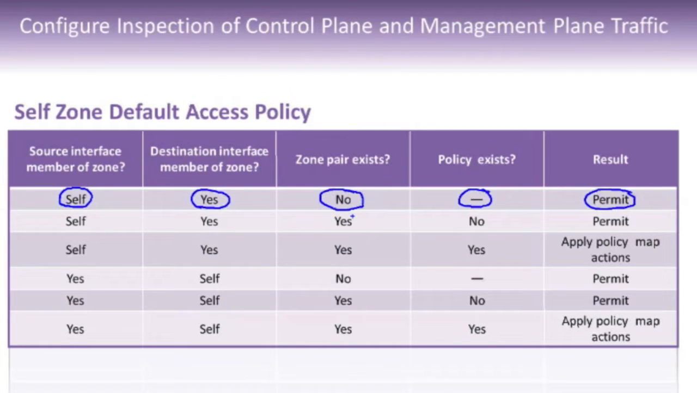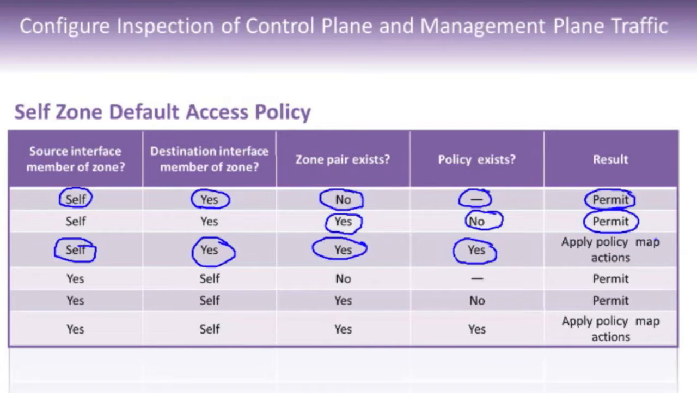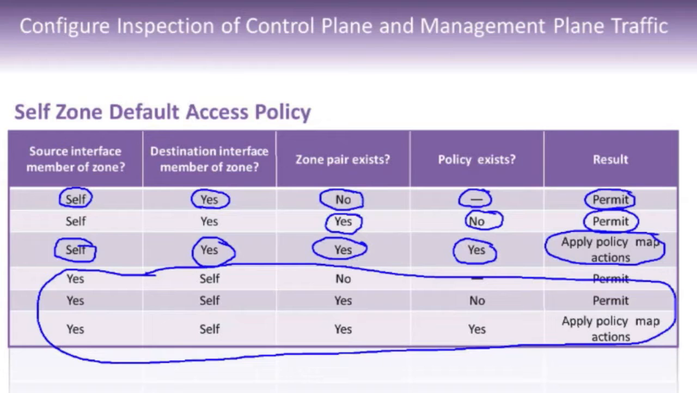In fact, look at the second line. If a zone pair exists and there's no policy in place, we still permit. And if the SelfZone exists and the destination interface is a member of a zone and there's a zone pair and a policy exists, we're going to apply whatever policy map actions result. What we're saying here is this really? And you can reverse it like they've done. You can reverse the logic like they've done in the last 3 rows.